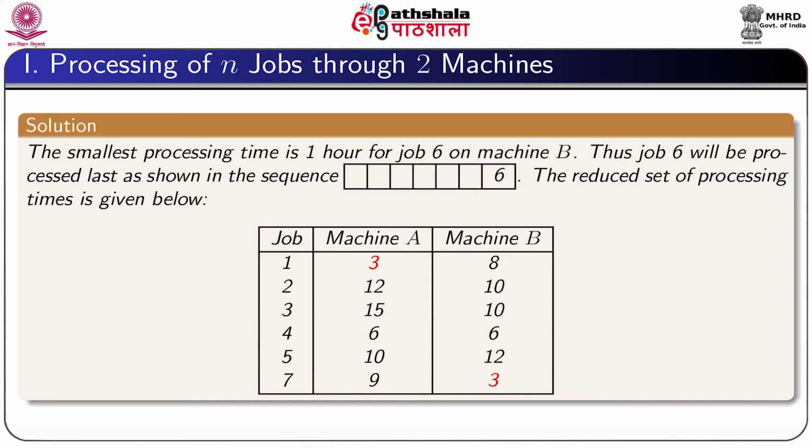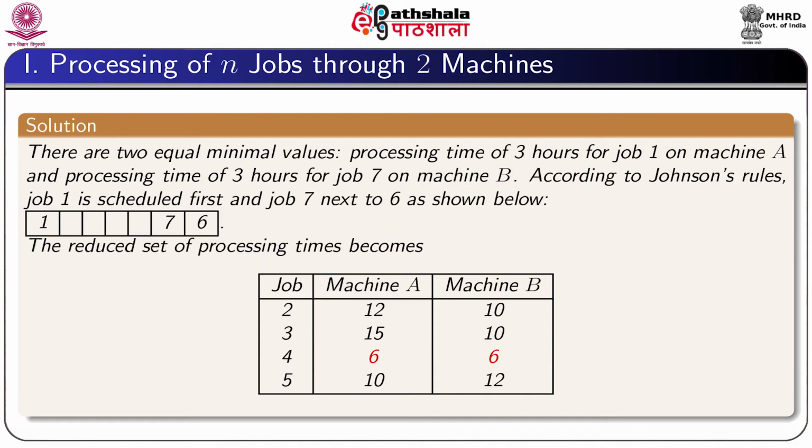We have already eliminated job 6 from this table, and then we look for the minimum processing time, which is 3, and the minimum processing time 3 corresponds to job 1 on machine A as well as job 7 on machine B. So, according to Johnson's rule, job 1 is to be scheduled first and job 7 should be scheduled next to 6.